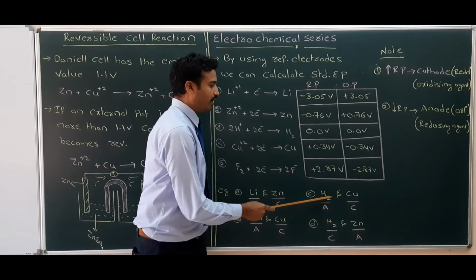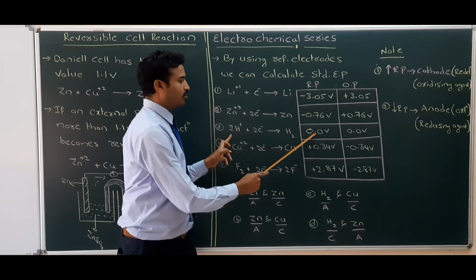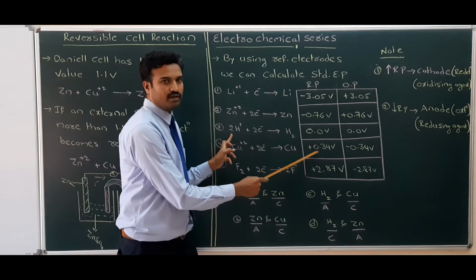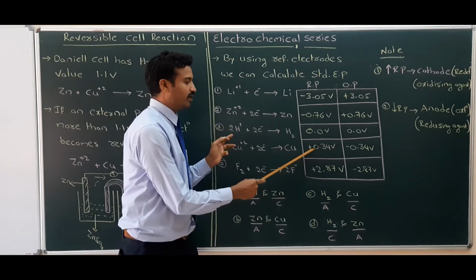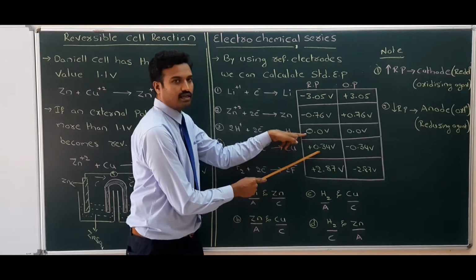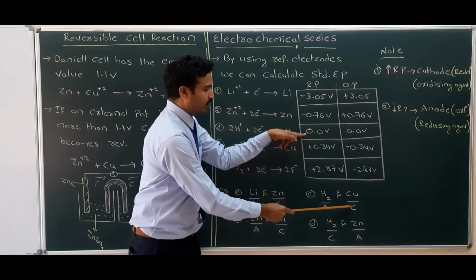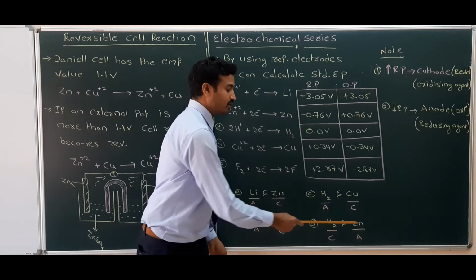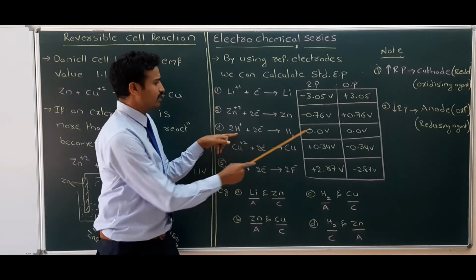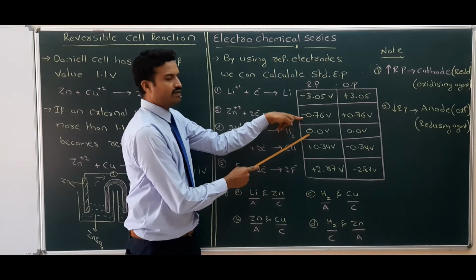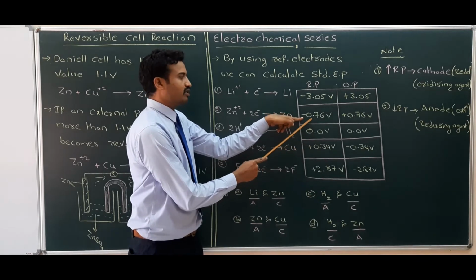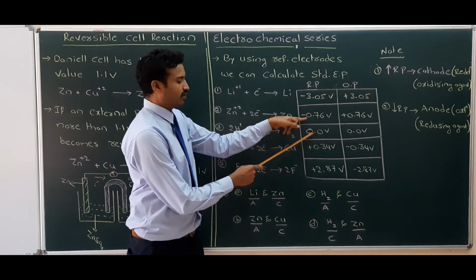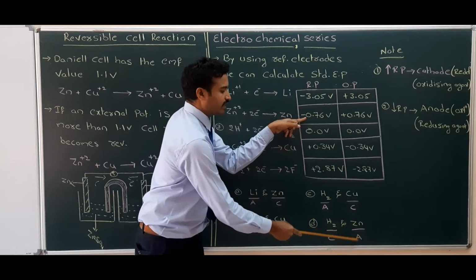Next example, hydrogen and copper. Hydrogen electrode standard reduction potential value is 0.0 volts. Copper standard electrode potential value is plus 0.34. So this is the higher value, this is the lower value. The higher value one acts as a cathode, the lower value one acts as an anode. Next possibility, hydrogen and zinc. Hydrogen potential value is 0.0 volts, zinc potential value is minus 0.76. So this one is the higher value, this one is the lower value. So hydrogen acts as a cathode, zinc acts as an anode.